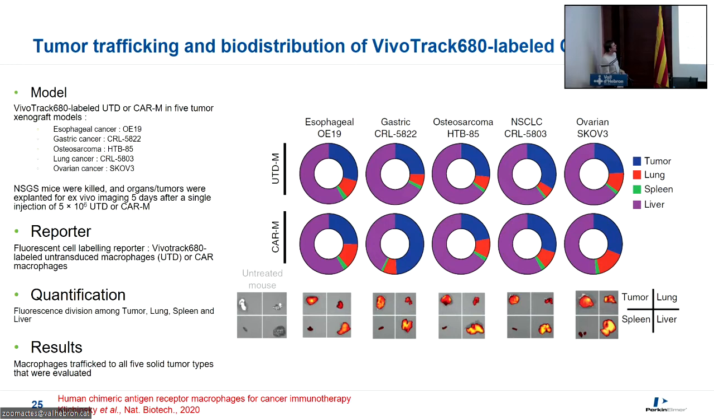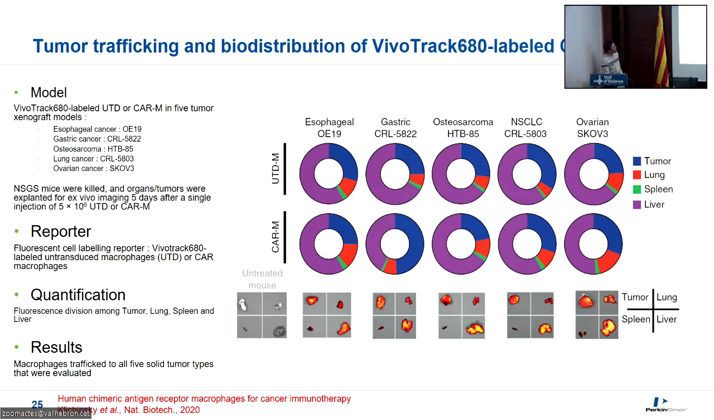We injected the CAR-M cells, 5 times 10 to the 6, and 5 days after injection, we collected the organs: the tumor, the lung, the spleen, and the liver. Well, tumor is not really an organ, but those 3 organs plus the tumor were imaged, in order to see how much CAR-M was present in those organs. And here you can see the distribution with untransduced macrophages or CAR-M macrophages. We have a very similar distribution for both of them.